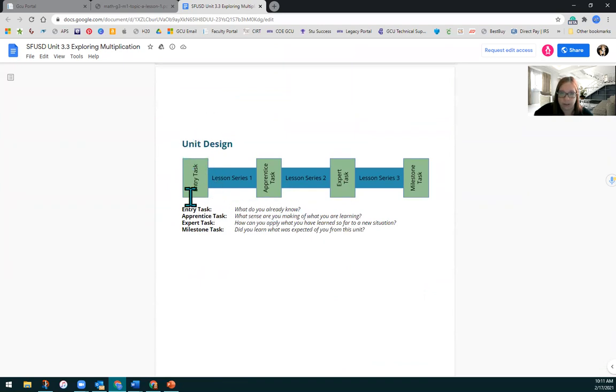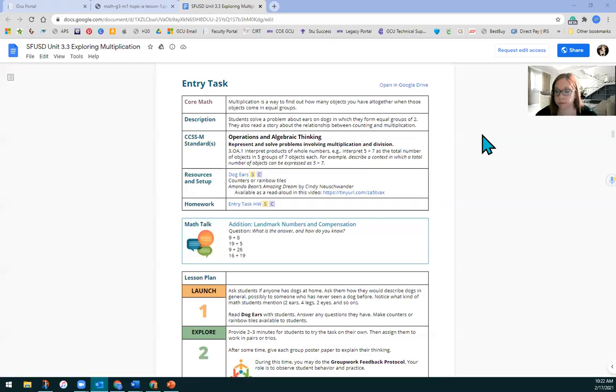So this is how their units are designed. They'll have an entry task and then a lesson series that includes some tasks, an apprentice task, so you can get the sense of what they're learning. Then they have some more lessons, and then an expert task, which is how do they apply what they've learned to a new situation. And then a little more lessons, and then they have a milestone task. Did you learn what was expected from this unit?